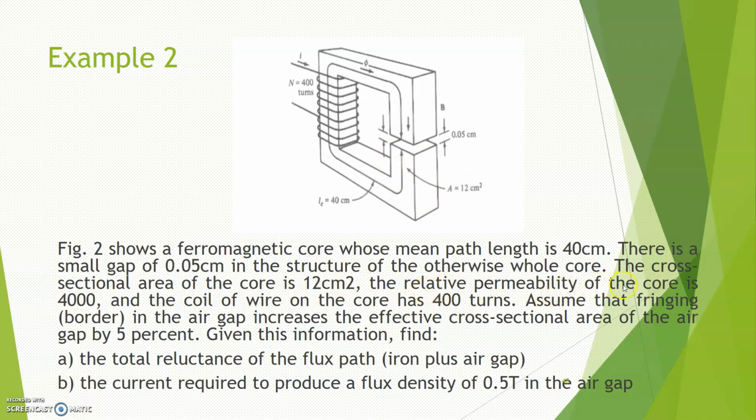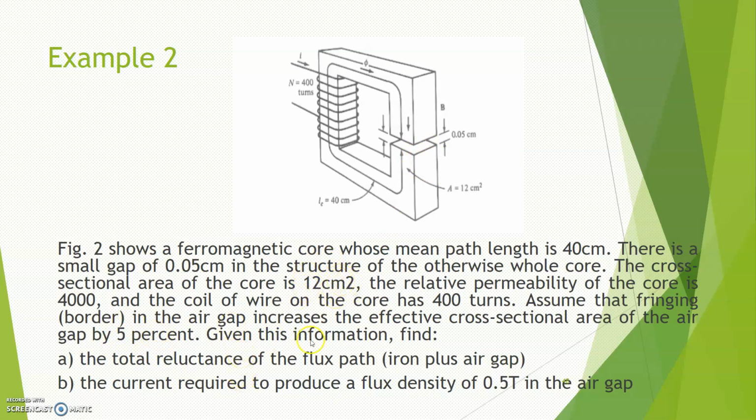And the relative permeability of the core is 4000. And the coil of wire on the core has 400 turns. So here your N is 400 turns. Assume that the fringing effect in the air gap will increase the effective cross-sectional area of the air gap by 5%. So it means here, because you have an air gap, the cross-sectional area of the air gap might be increased due to the fringing effect. So the size of the cross-sectional area for the air gap is given by 5% more than the 12 cm squared.